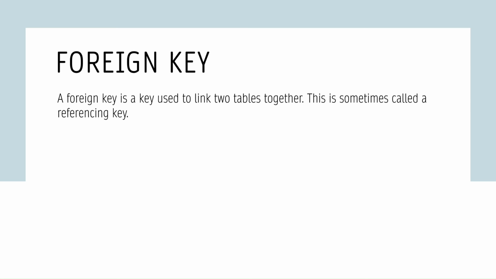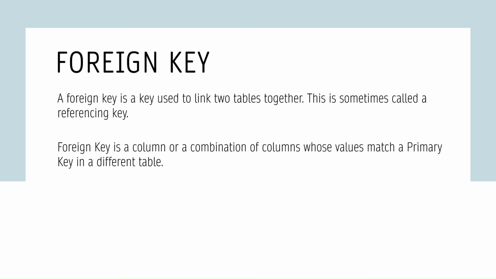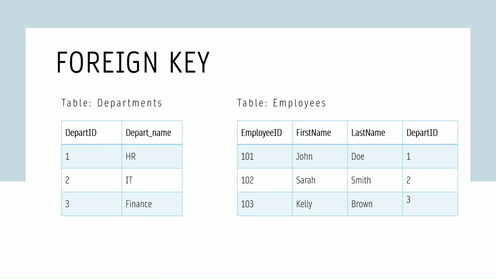Let's now move on to the next term, which is foreign key. So what a foreign key is, it is a very important term you must know if you want to join two tables. So a foreign key is a key used to link two tables together. This is sometimes called a referencing key as well. So a foreign key is a column or a combination of columns whose values match a primary key in a different table. Let's take an example and understand.